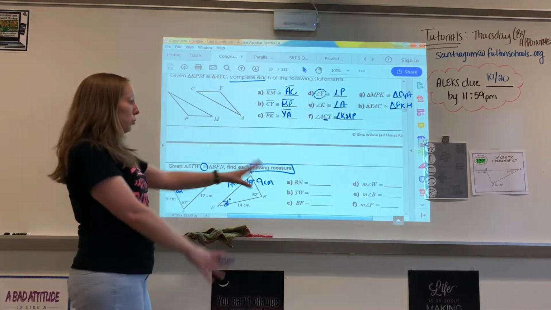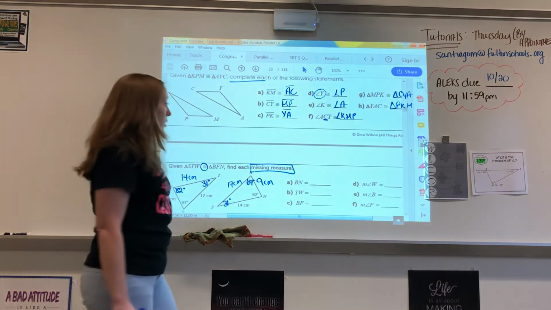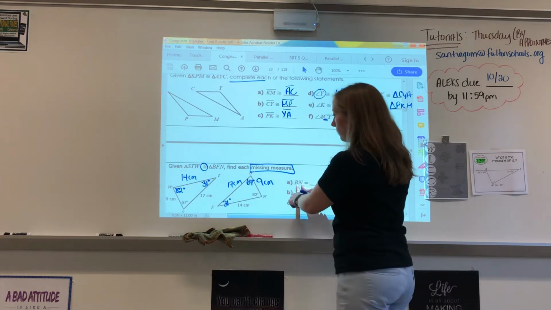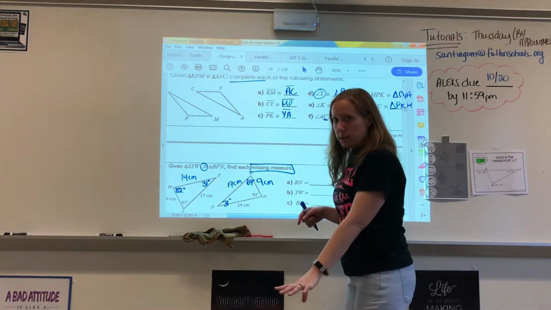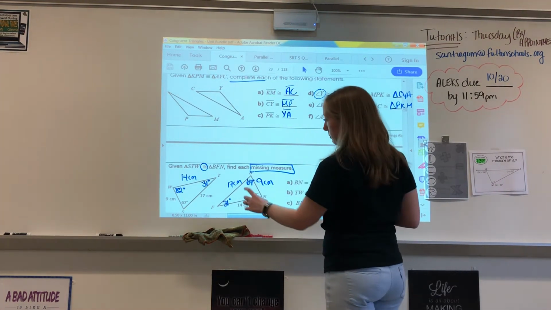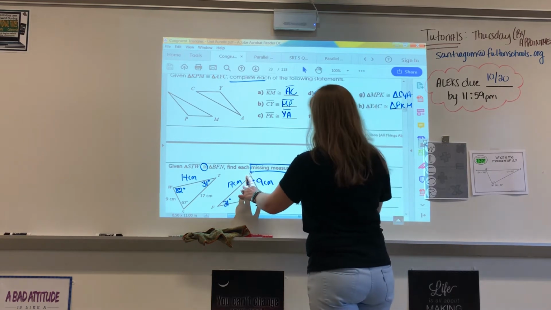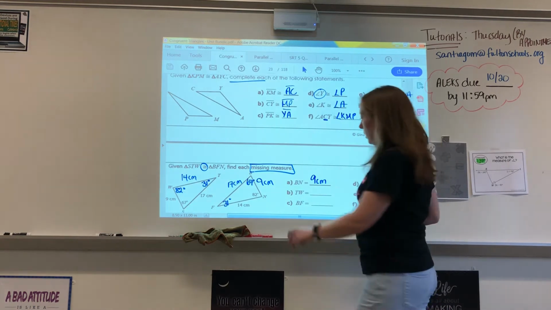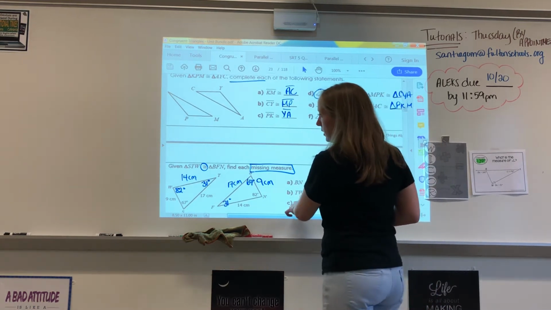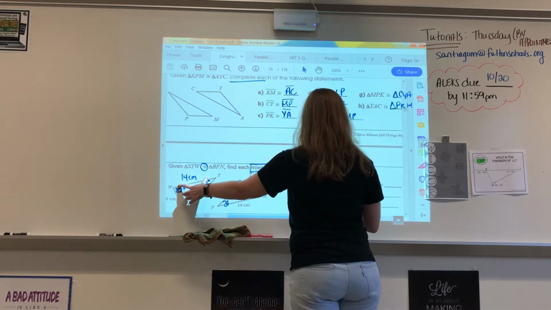Now watch the magic happen. I did this first before even doing the questions. So if I look at BN, it wants the measure of BN, not what's corresponding to side BN, but the measure. So if I look at BN, well, boom. BN's 9 centimeters. Done. TW, I look for TW, 14 centimeters.